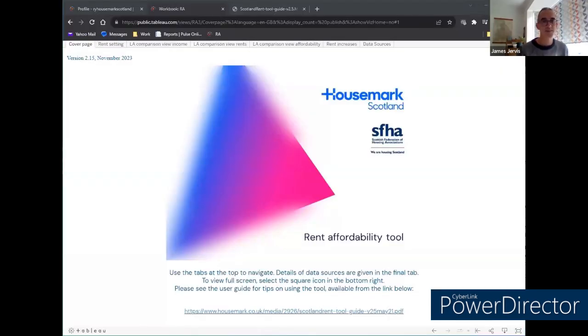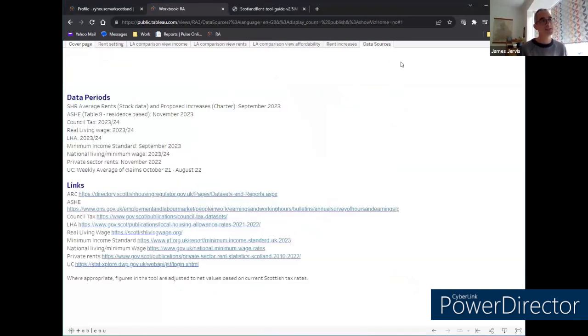Okay, lovely. So hopefully you'll be aware of this, or you've seen this. This is the landing page for the tool, but I'm going to go to the end, which is the last bit. And this is the bit that I typically work on, which is the data sources. This highlights the resources and the data that are built into the tool.